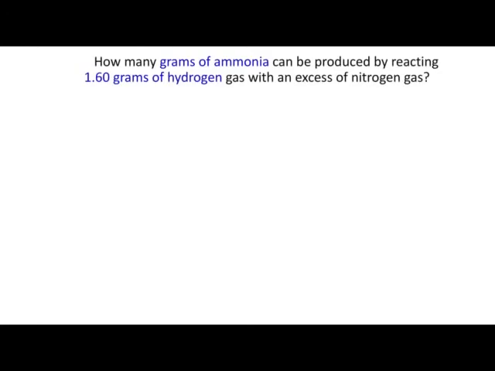First question: how many grams of ammonia can be produced by reacting 1.60 grams of hydrogen gas with an excess of nitrogen gas? So I put the given information and the unknown above their formulas from the balanced equation.